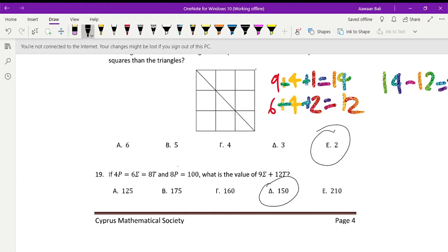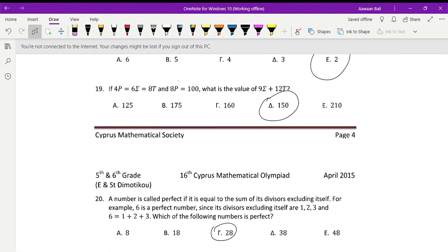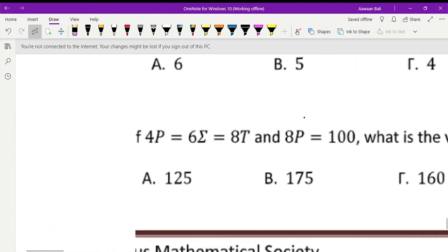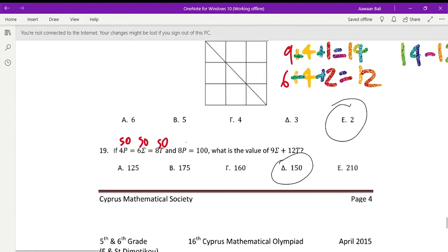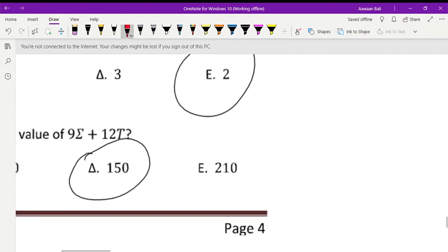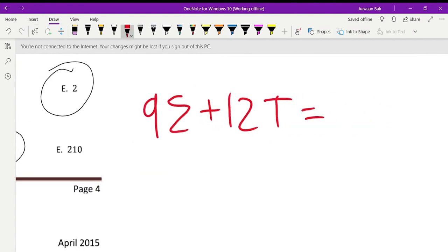Now, question number 19. If 4p is equal to 6s is equal to 8t, and 8p is equal to 100, what is the value of 9s plus 12t? Okay, so we have 8p is equal to 100. So 4p, which is half of 8p, since 8 divided by 2 is 4, is 50. So we know this is 50, this is 50, this is 50. Now it's asking the value of 9s plus 12t. Just to help you here, you can pause the video and find yourself. What can this be simplified into, the thing that we already know?